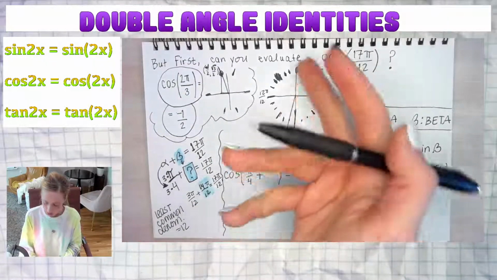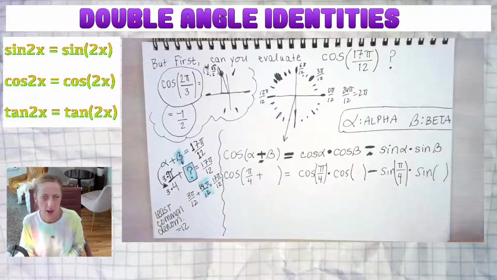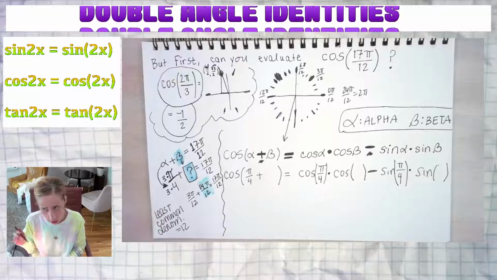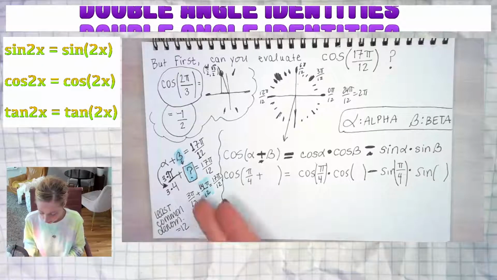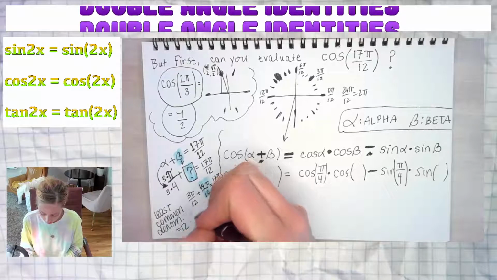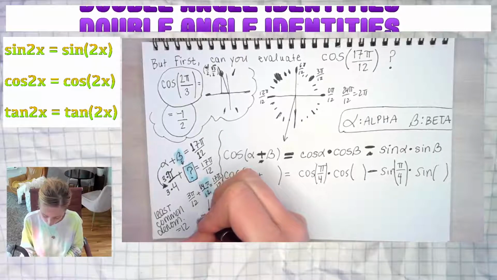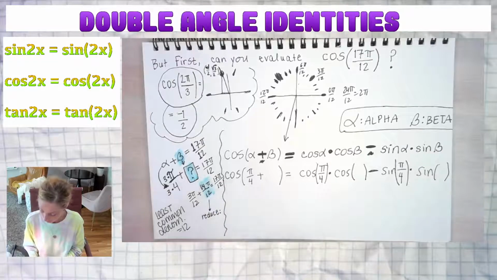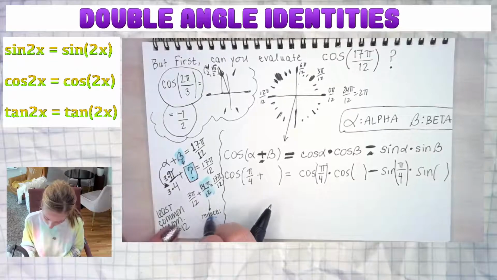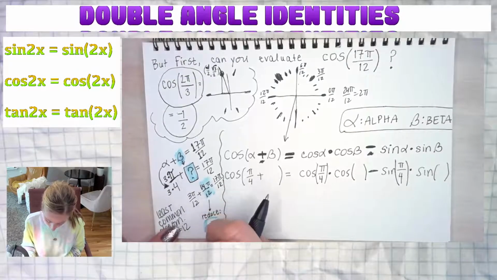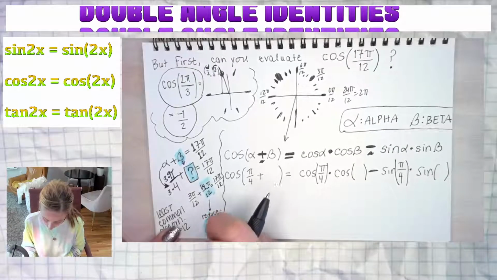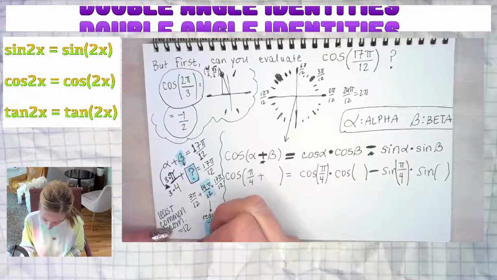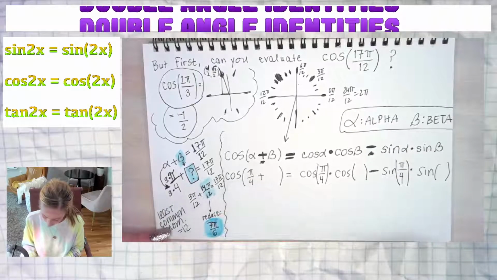But where's 14 pi over 12 on our regular unit circle? We said we needed it to have a denominator of 6, 3, 4, 2, or 1. That's 12. Well, can you reduce that for me? Seven pi over 6. Perfect. So 7 pi over 6 is on the unit circle. Okay. And that is beta. It's better to look at it that way.